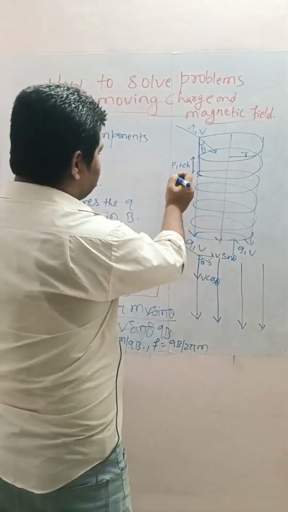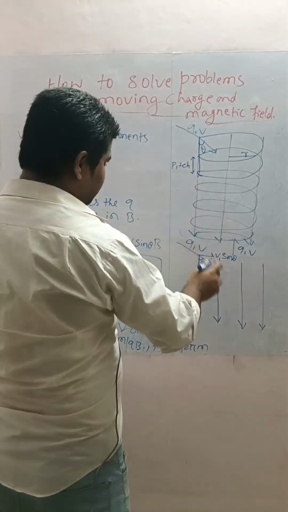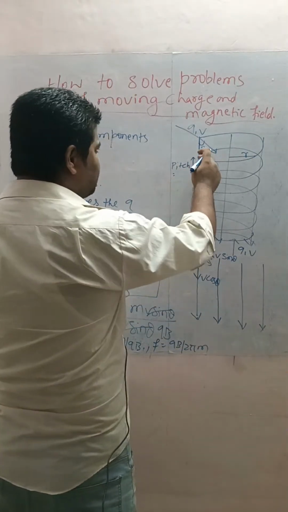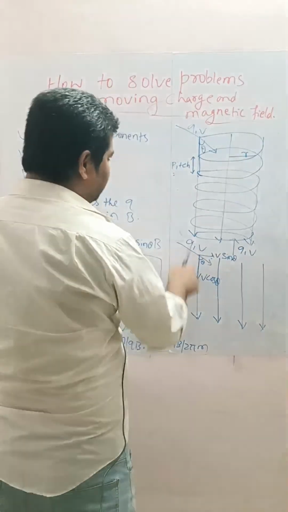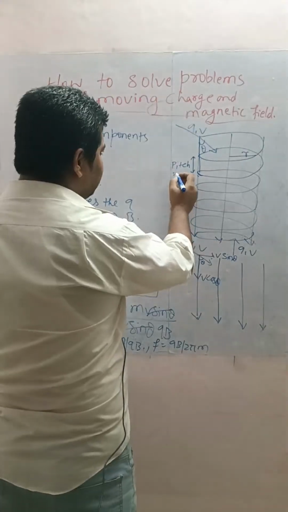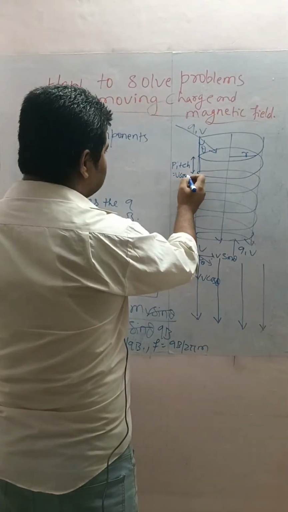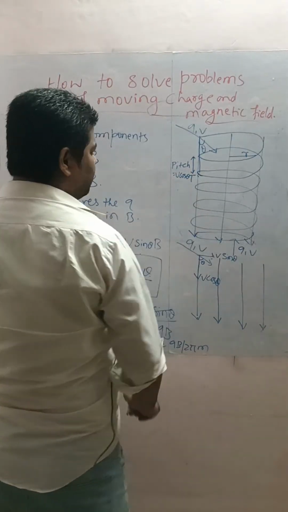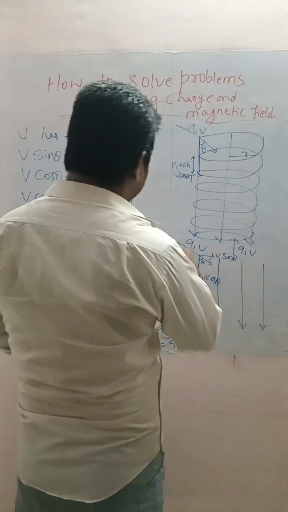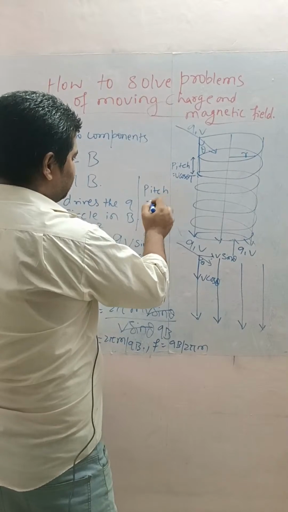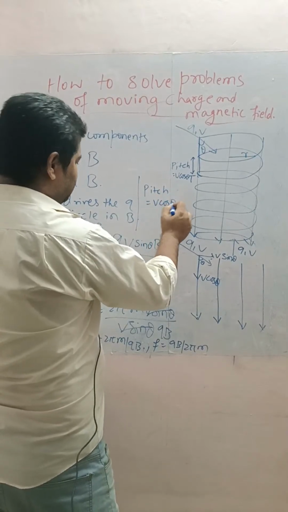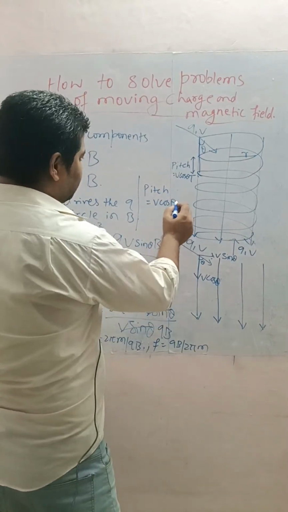The gap, this pitch, is determined by this component. So remember, pitch is the distance traveled by the charge due to this component, and that is in the time period, that is v cos theta and capital T. So pitch is equal to v cos theta times the time period.